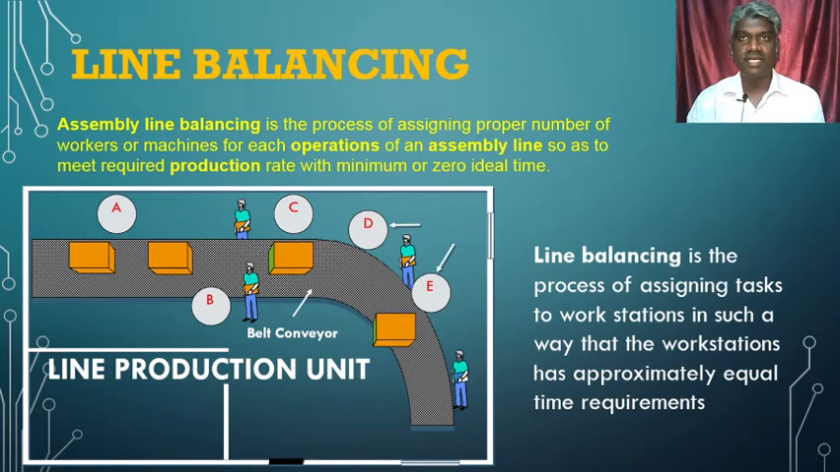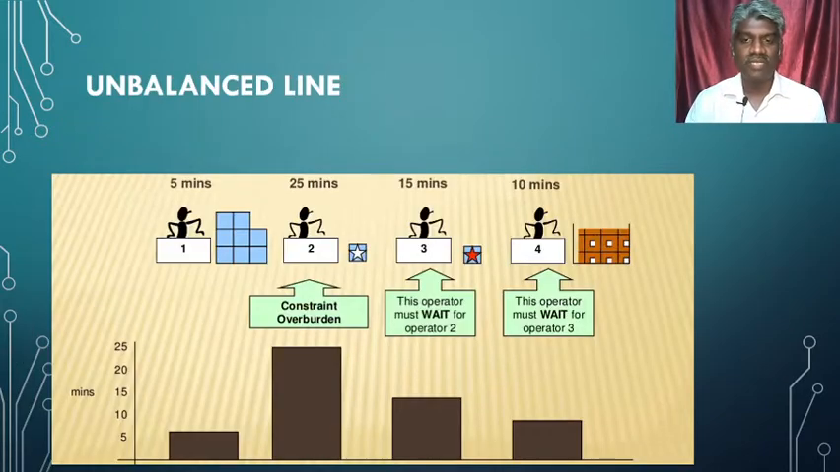Line balancing is the process of assigning the proper number of workers or machines to operations in an assembly line so that the production rate requirements are met. Also, we need to minimize the idle time to a minimum value or to zero. And one more thing in line balancing is we need to ascertain that the workstations have equal or approximately equal time requirements.